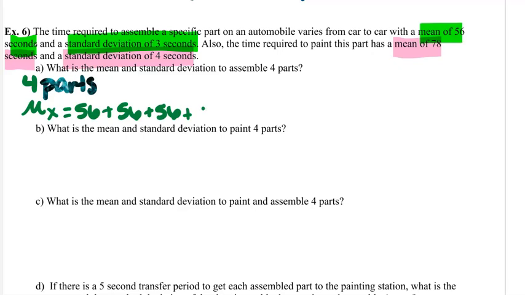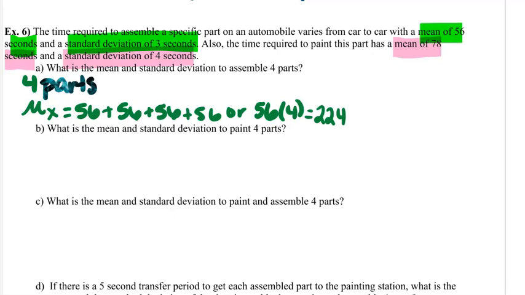And we could do this 4 times. Or we could shortcut it and understand, okay, I know that this is just 56 4 times, so you could do 56 seconds, the mean, times how many parts that you're assembling, okay? And that's going to give us 224 seconds for that mean.